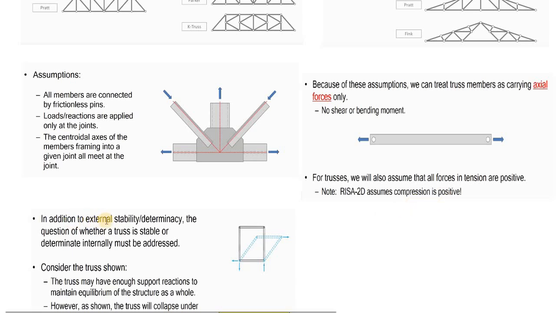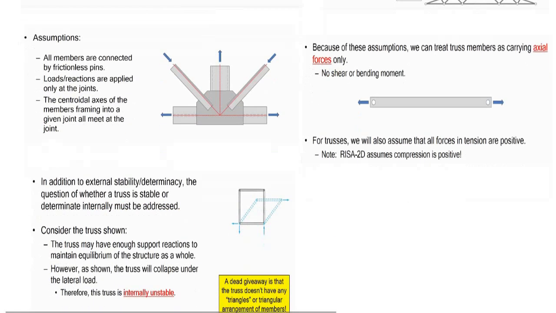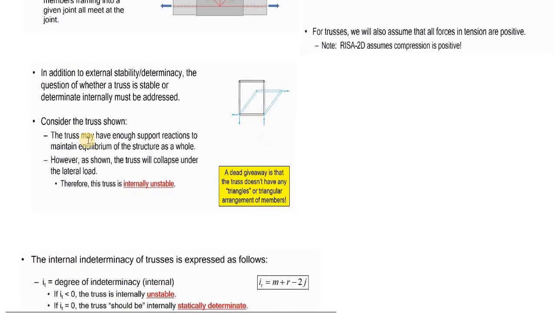In addition to external stability or determinacy, the question of whether a truss is stable or determinate internally must be addressed. Now, consider the truss shown. The truss must have enough support reactions to maintain equilibrium of the structure as a whole. The support reactions are what is going to make this structure be at equilibrium.